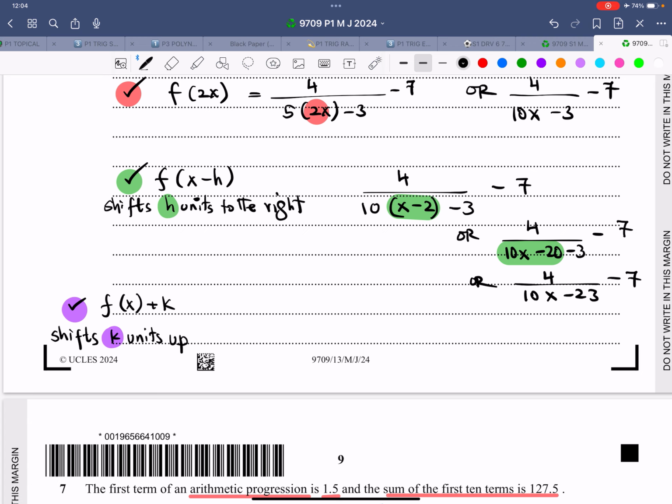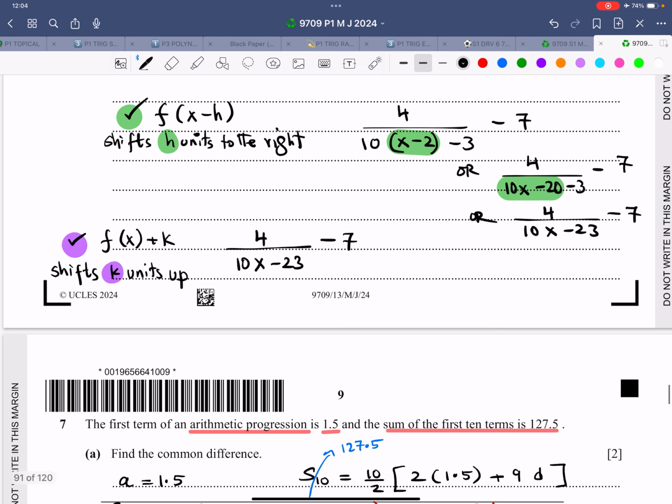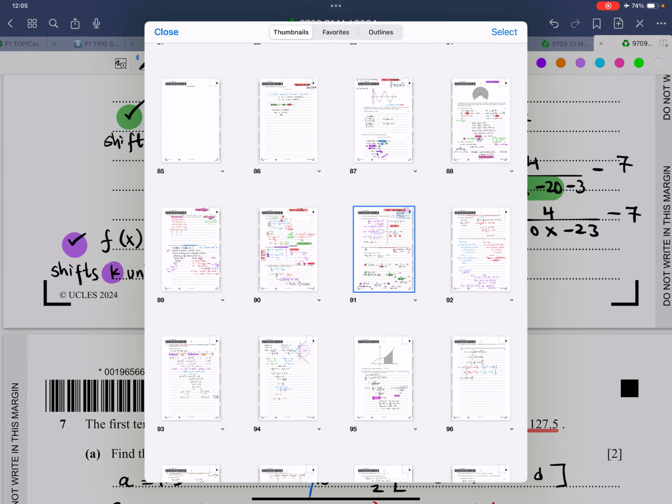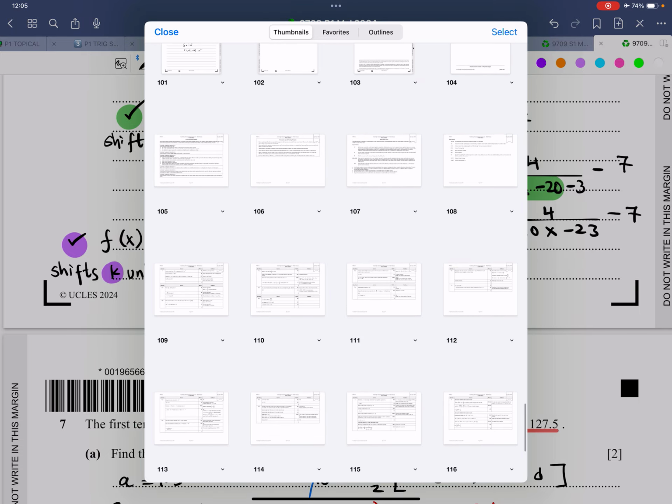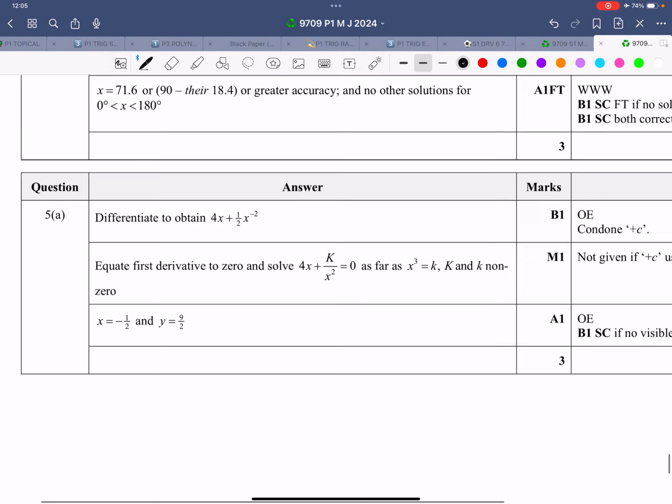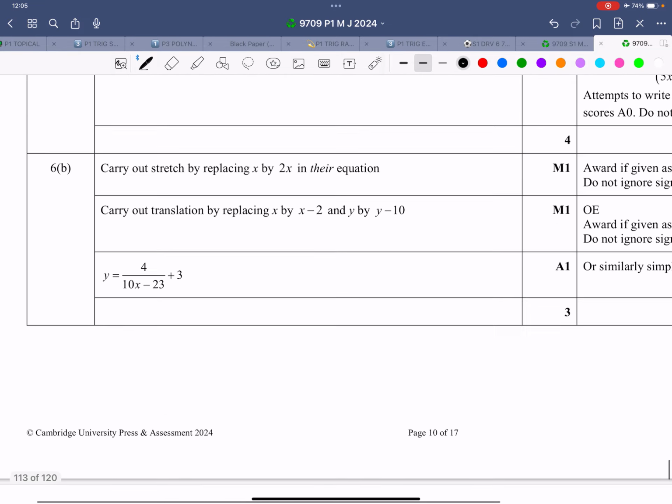Now the very last part, the easy part. That is 4 over 10x minus 23 minus 7. And let me add what? The purple one is 10. So we are moving 10 units up. So now this is 10 units up, and this will be changed because of that. So therefore, the final thing is 4 over 10x minus 23 plus 3. That is the final answer. So all this thing is done. Let me take you to the mark scheme so that you can see how much the examiner has explained. So it's right over here, increasing, decreasing, that's it.